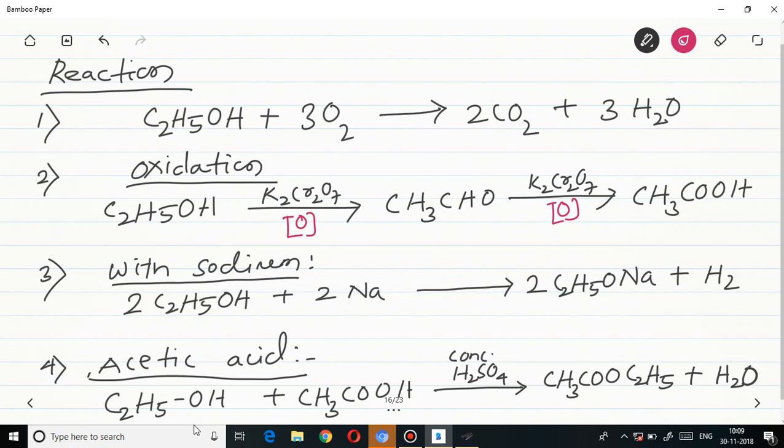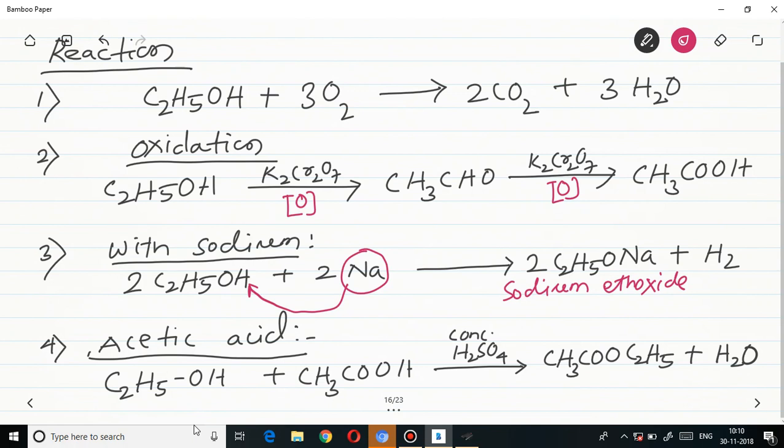With sodium, alcohol will react. Sodium being a very active metal, on top of the activity series, will replace this hydrogen, and C2H5ONa will be prepared and H2 will be liberated. So here alcohol is behaving as an acid. You have learned that when an acid reacts with an active metal, a salt and hydrogen are released. The name of this compound is sodium ethoxide. You know that oxygen is there, meaning an ether group is there. So this part is ethoxide and this is sodium.